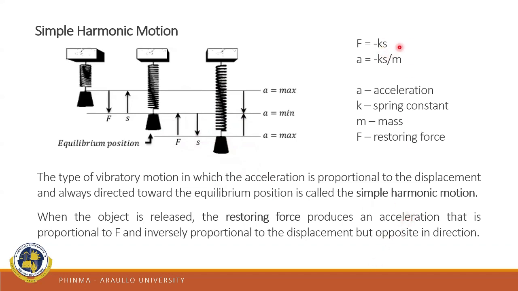That is proportional to F and inversely proportional to the displacement and opposite in direction. So we have here formula sa upper right ng screen natin. We have F is equal to Ks or negative Ks. So negative Ks indicates that the force or restoring force is opposite in direction sa ating displacement S. So yung K natin as the spring constant, most of the time is given yan unless yan yung pinapahanap sa atin sa problem. So dito, etong F na to, para ma-compute natin yung restoring force ng ating spring, multiply lang natin si spring constant sa na-displaced ng ating spring.